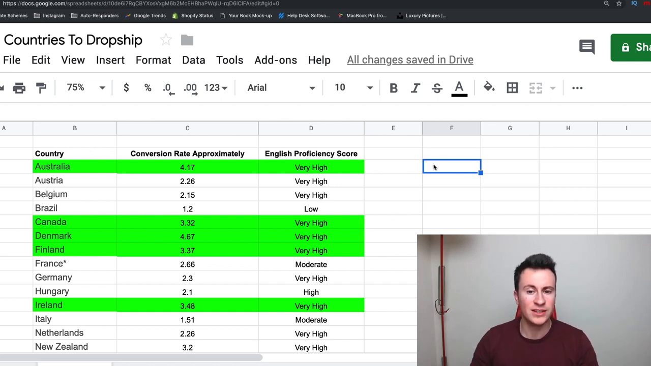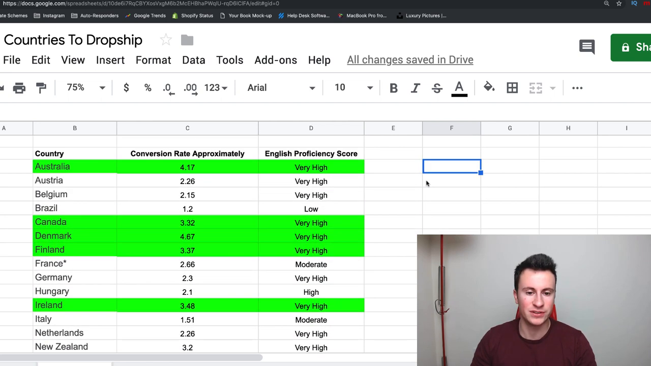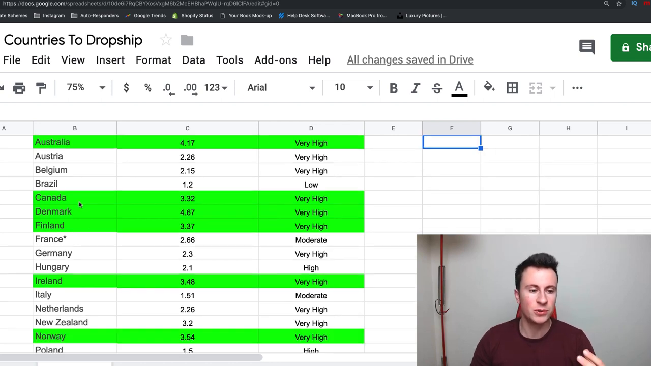So, and this is what was quite shocking to me, in fact, because there's countries on this list in green that I never even considered. So Australia, I do sell to Australia, so that was kind of obvious. In terms of the conversion rate, it was one of the highest as well, which I didn't think would be the case. But also you've got Canada, which we talk about a lot, but then you've got Denmark and Finland, which have a really high proficiency, which again, I didn't know, which I found quite interesting.